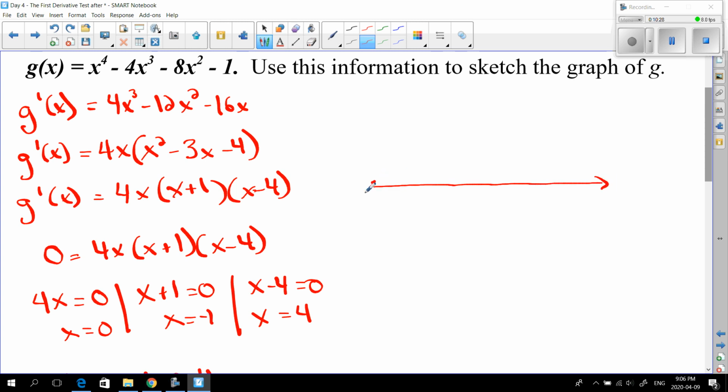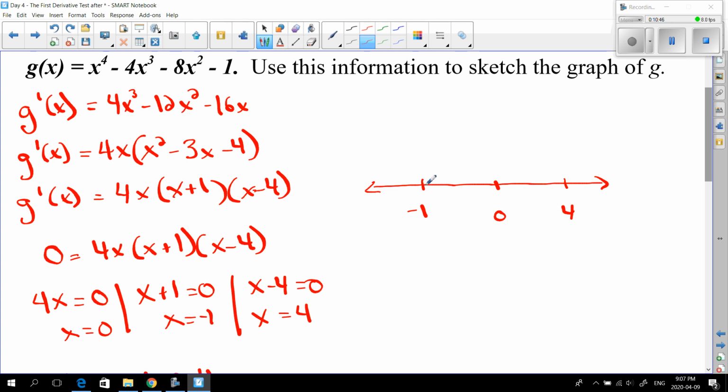Now remember, you're testing the first derivative. You want to find out if the first derivative is positive or negative. So what I do is I take my three critical values, -1, 0, and 4, and I draw them on a number line. That breaks this number line up into 4 intervals.